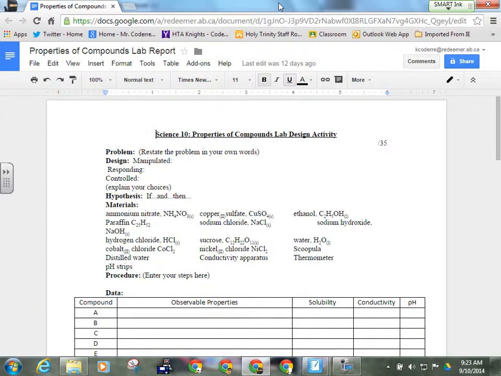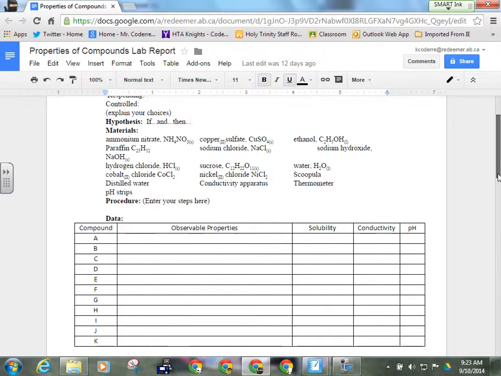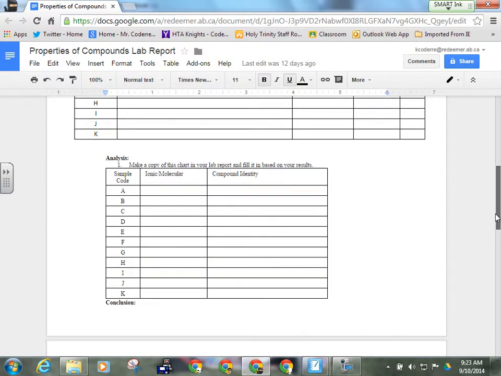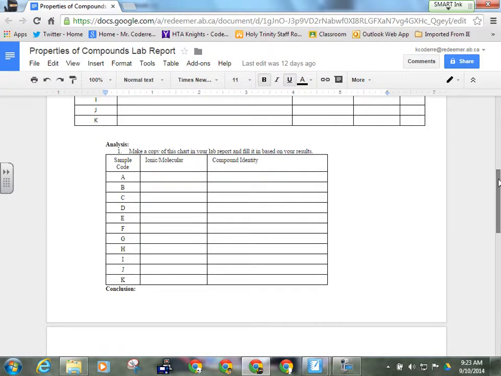You'll have a problem, which you will restate in your own words, because the handout I give you will have a problem on it. Then you'll have to tell me what your manipulated, responding, and controlled variables are, which I'll explain here in a minute. You'll write your hypothesis, so you'll just fill in the if part, the and part, and the then part. You'll leave the materials as it is. I've got a chart here for you to put your observations in. You just have to fill it in. Your analysis is basically identifying sample A was ionic and/or molecular, and it was this stuff. So you could say sample A was molecular and it was water, and sample B was ionic and it was sodium chloride, whatever it happens to be.